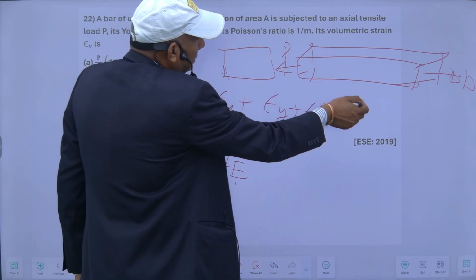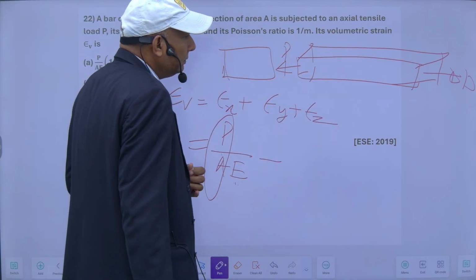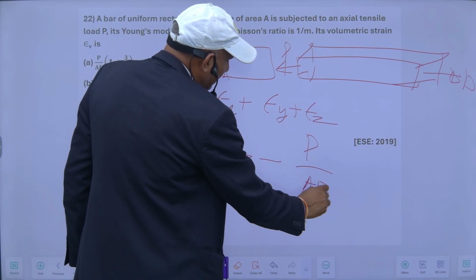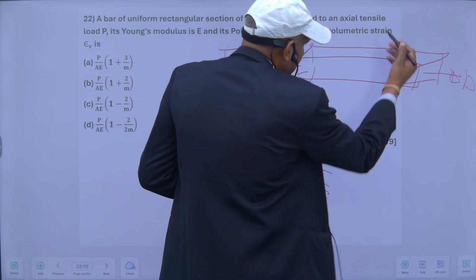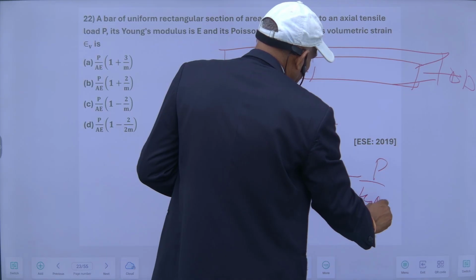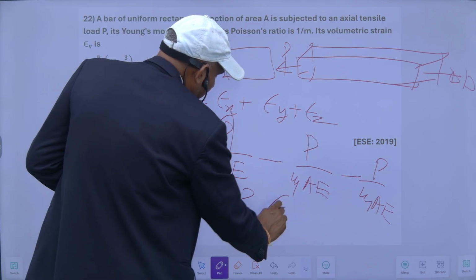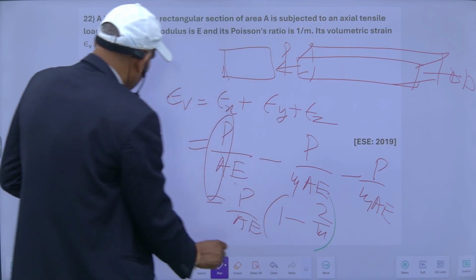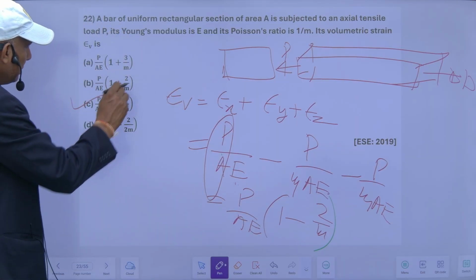And in the y direction it will be minus, because as we stress it there will be decrease in the width and thickness. So it will be P upon AE multiplied by 1 upon m, and again in the z direction also it will be same. So if I take this P upon AE common, it will be 1 minus 2 upon m. So P upon AE (1 minus 2 upon m) is the correct answer.